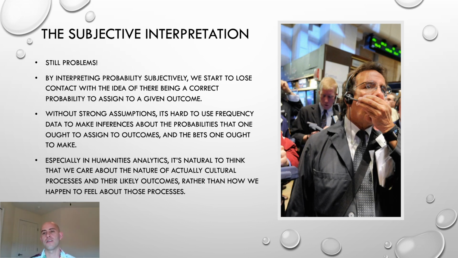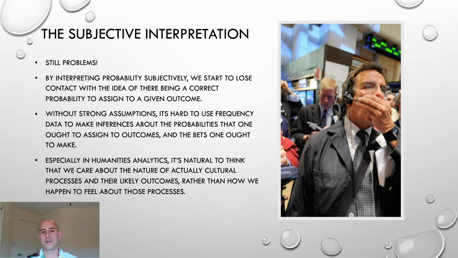If the idea is that all probabilities refer to degrees of belief, then the question becomes: whose degrees of belief? Rather than there being a truth out there in the world about the probability of some event. And without strong assumptions, I think it's hard to use frequency data to make inferences about the probabilities that one ought to assign to outcomes and the bets one ought to make.